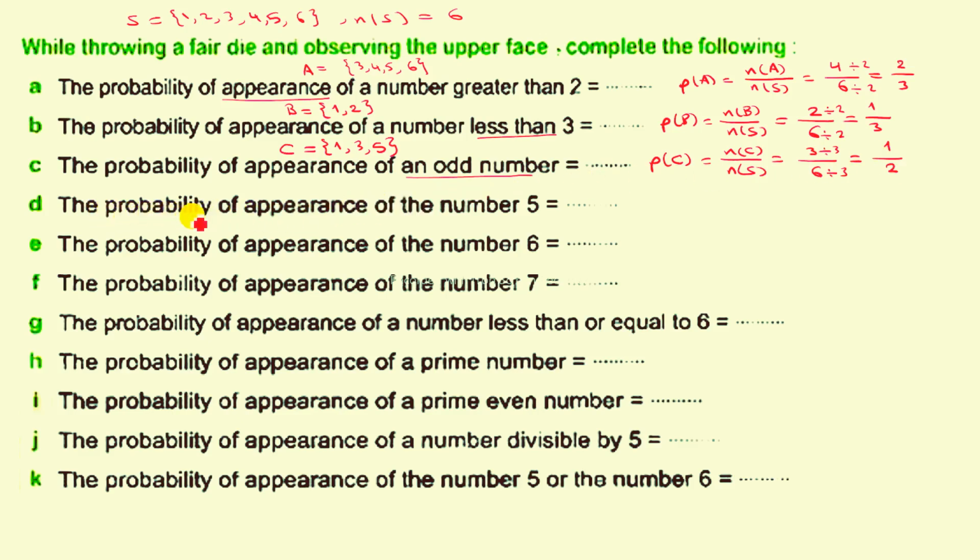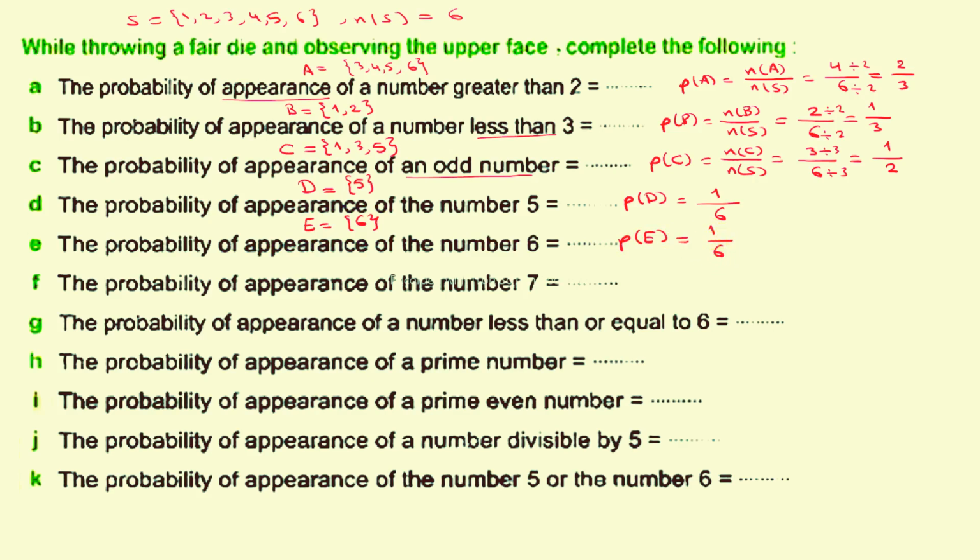Letter D, the probability of appearance of the number 5. Appearance of number 5 مفيش غير 5 واحد على ايه؟ على الداي، يبقى هي 1 5. Probability of D, number of elements of D, one element over number of elements sample space 6. The probability of appearance of the number 6, there is only one number 6 في 6 واحدة بس على الداي، يبقى ال probability of event E is equal to number of elements of E 1 over number of elements sample space 6.